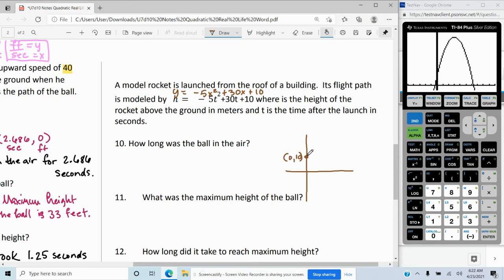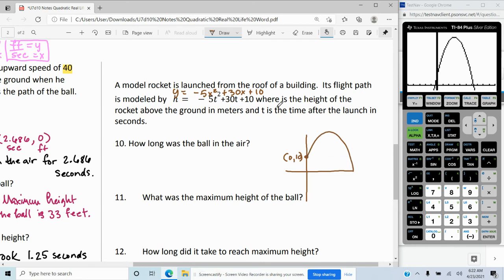Now, it looks like the rocket, so that's some building, where it goes off of it, and it goes up, and then it goes down, right? Does it go through the earth? It appears that it actually is launched, and we're going to assume that it does not go through the earth. So, when we're looking at this, how long was the ball in the air? I need to know all the way from here to there.